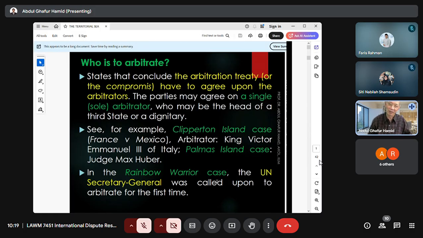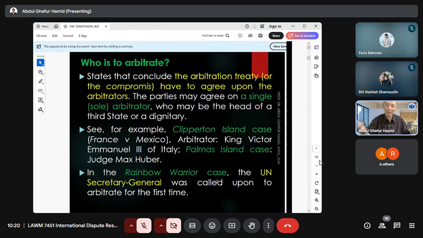Who is to arbitrate? Who should be the arbitrators? This is also, as I told you before, to be chosen by the parties themselves. Parties are free and they are autonomous to choose anybody they like. That's why the states that conclude the arbitration treaty or adopt the compromis agree upon the arbitrators. They have to agree upon how to constitute the arbitration tribunal and how many arbitrators should be there. For example, there can be a single arbitrator. We call it a sole arbitrator. Sole means one arbitrator only.